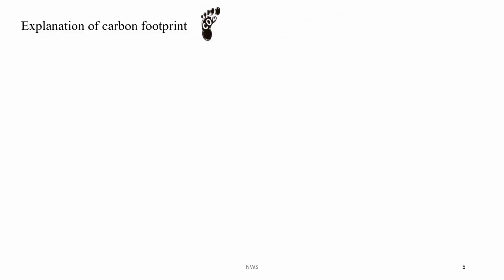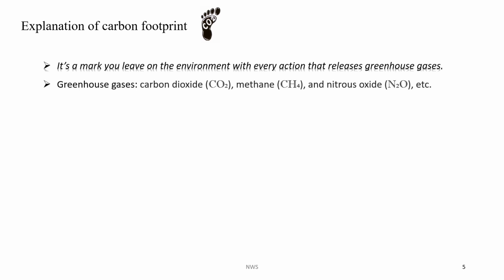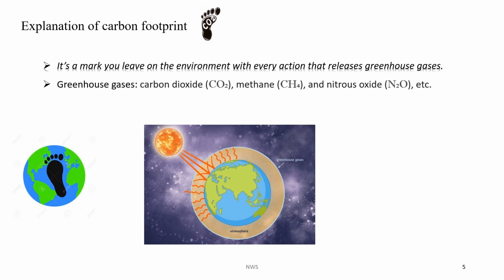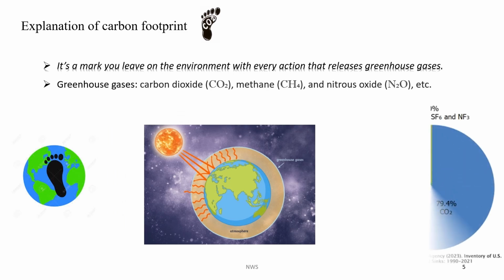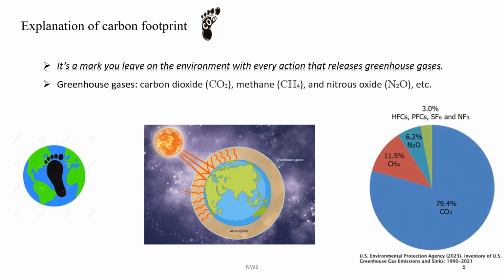Explanation of carbon footprint. Just like an actual footprint, it's a mark that you leave on the environment, not with your shoes, but with every action that releases greenhouse gases, such as carbon dioxide, methane, nitrous oxide, each with a greater or less ability to trap heat in the Earth's atmosphere. Therefore, having too much of them in the Earth's atmosphere will overheat the planet.